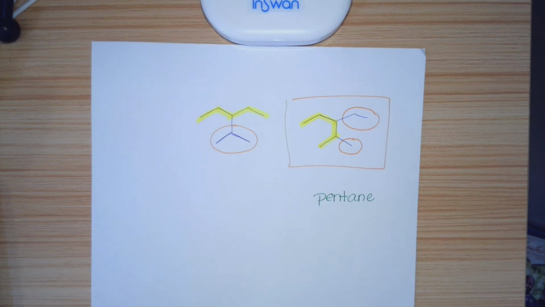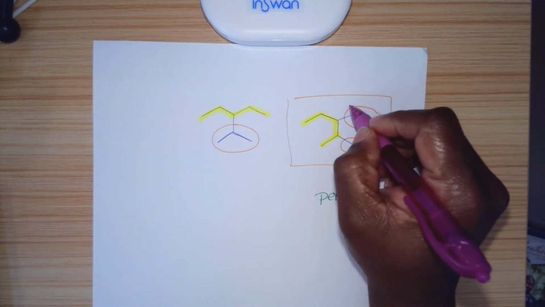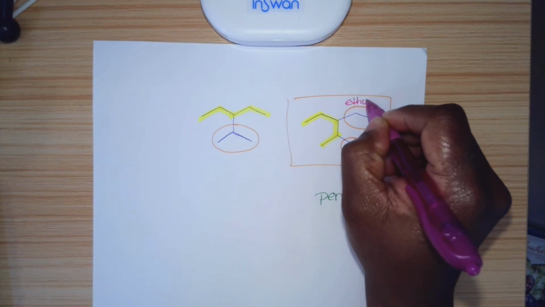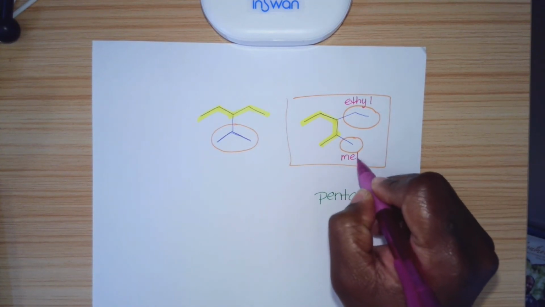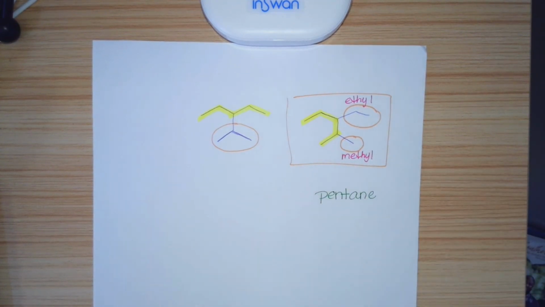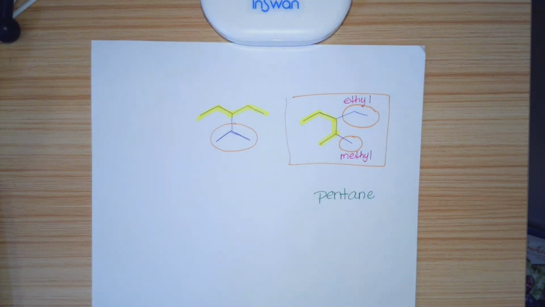We have 2 substituents. We have the one at the top that has 2 carbon atoms. So again, we have an ethyl. We have the one at the bottom that has 1 carbon. So again, we have methyl. So ethyl and methyl. And you'll see that these are very common substituents. So you'll see them very often.